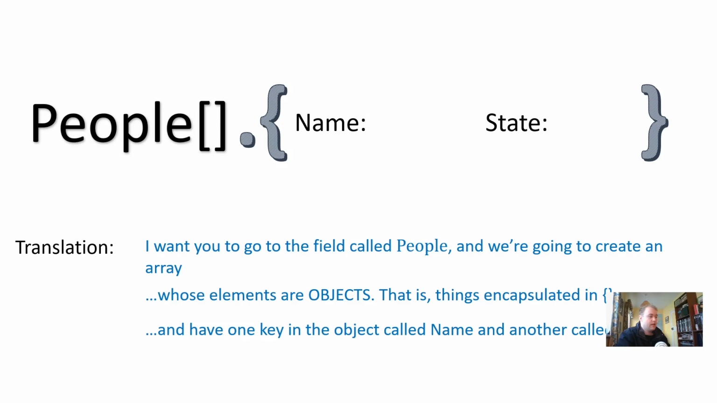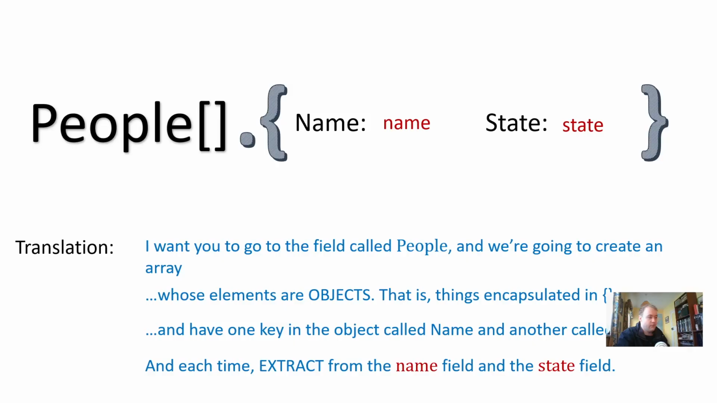And have one key in the object called name and another called state. So I call these labels. They're my labels. And then if I see these red words, that means, each time, extract from the name field and the state field. So the red is where we're extracting from. The name and the state with capital N, capital S, those black words and those curly brackets, they're my labels.